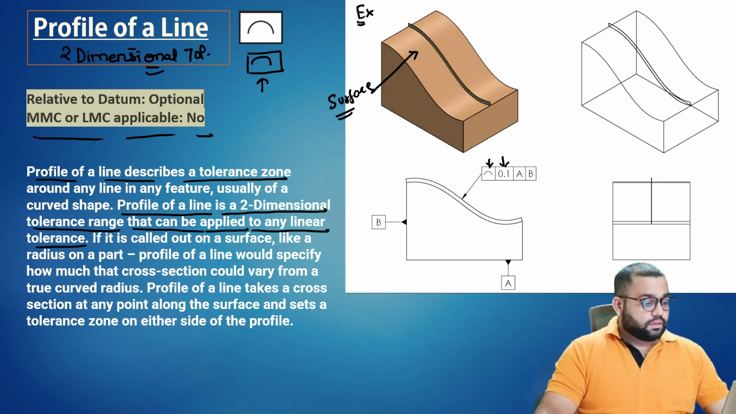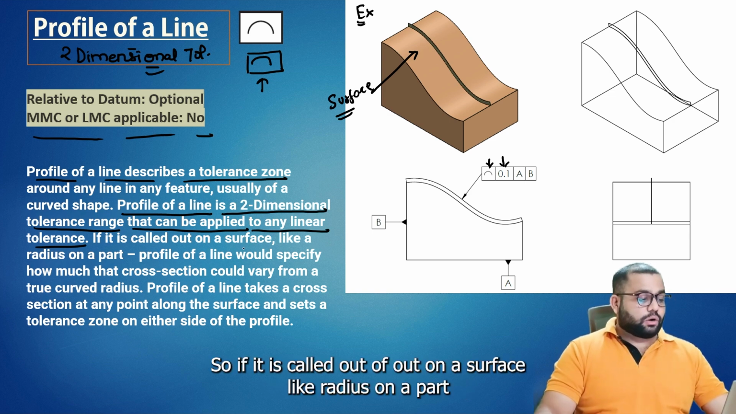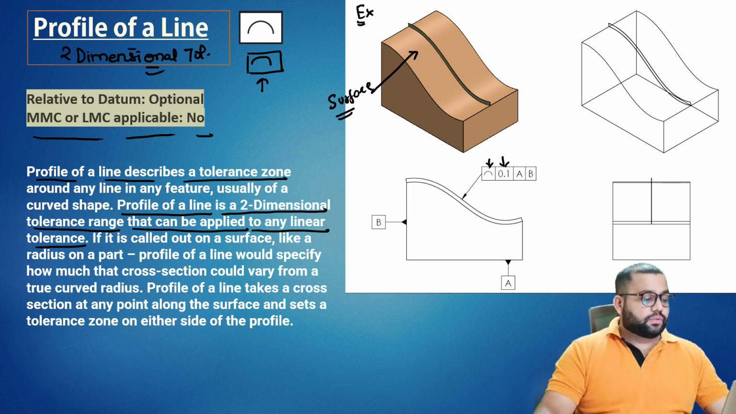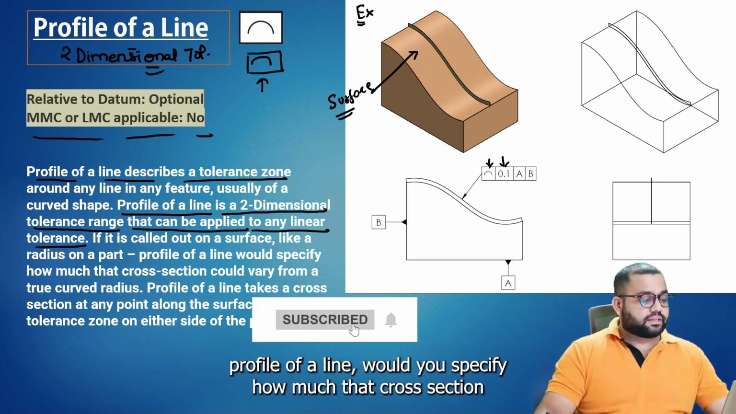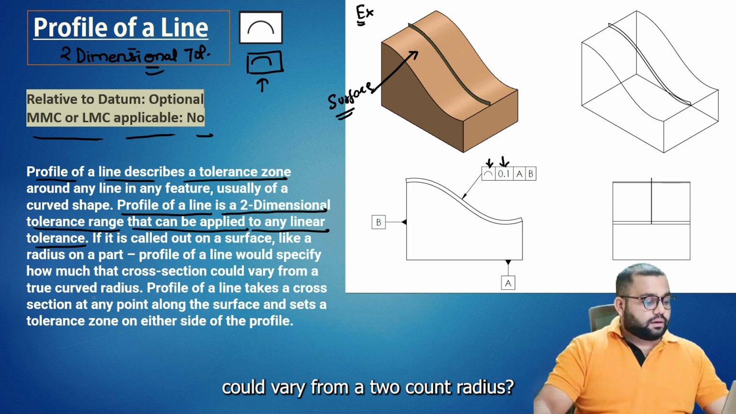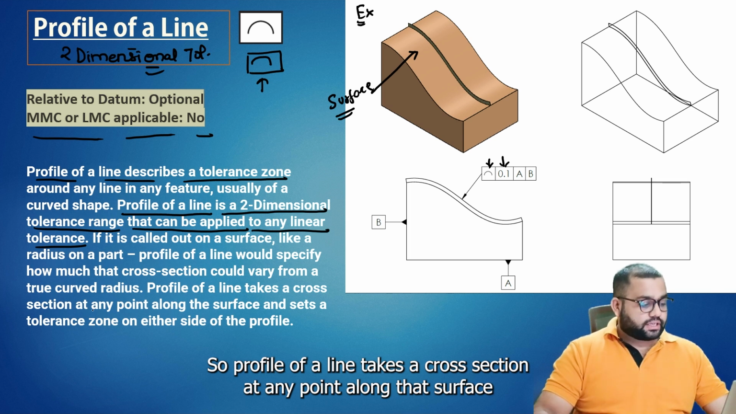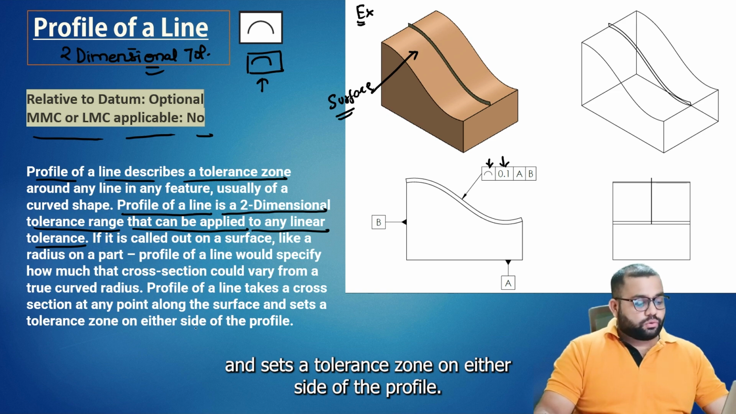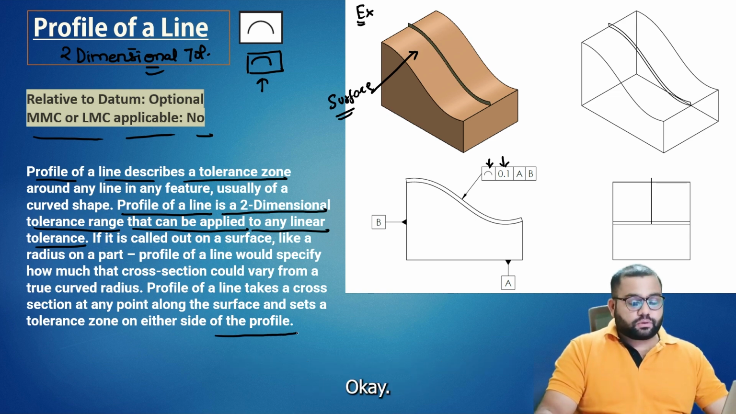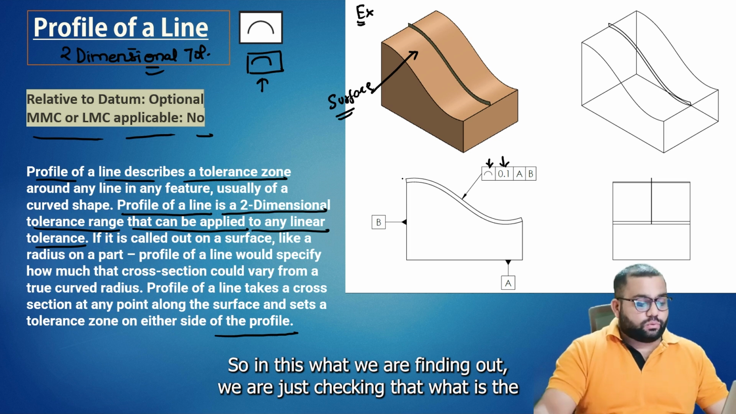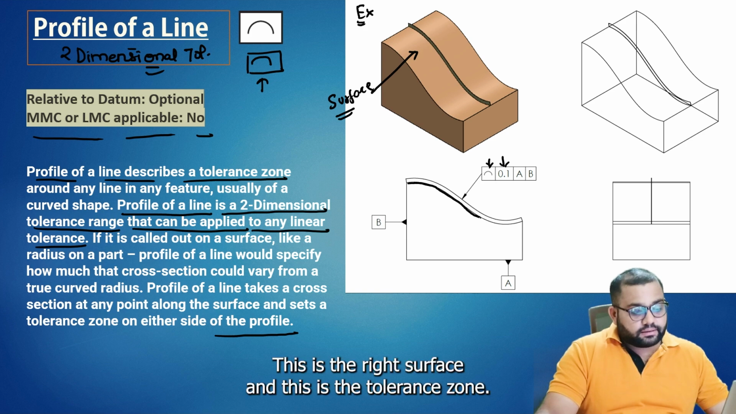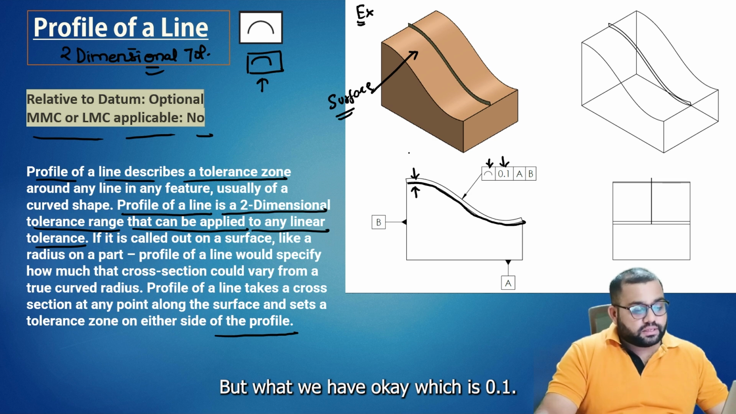If it is called out on a surface, like a radius on a part, profile of a line specifies how much that cross section could vary from a true curved radius. Profile of a line takes a cross section at any point along the surface and sets a tolerance zone on either side of the profile. Here we are checking that this is the right surface, and this is the tolerance zone we have, which is 0.1 mm.